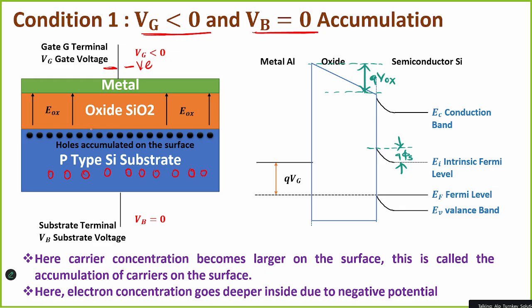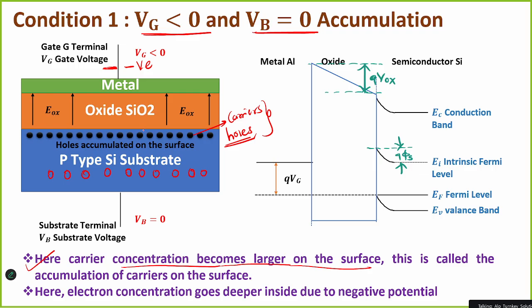Due to this negative voltage, what happens here? The SiO2 layer is already there. So some more holes will be attracted toward this negative charge, and thus will be accumulated on the surface of the substrate, the surface of the oxide. Here the carrier concentration becomes larger on the surface. What are the carriers here? Holes.